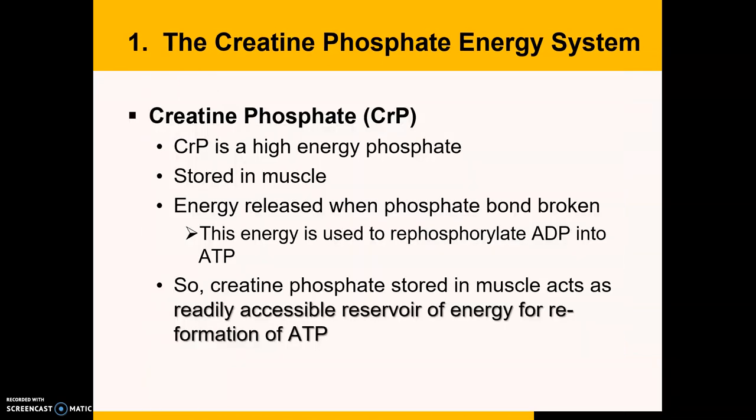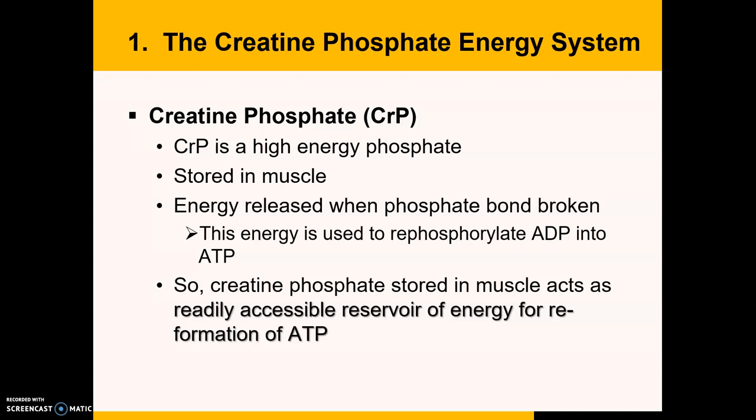Okay. So creatine phosphate is a high energy phosphate that is stored in muscle. Just as with ATP, potential energy is stored within the phosphate bond of creatine phosphate, and this energy can be released when the phosphate bond is broken and the inorganic phosphate released, as I showed just now.